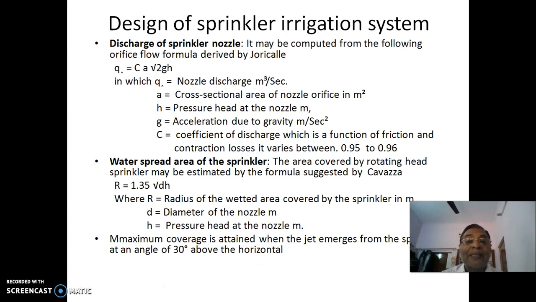In the next slide, design of sprinkler irrigation system. These formulae you know from earlier. Discharge of a sprinkler nozzle: this is the formula. Similarly, water spread area. This is the nozzle discharge, each nozzle's discharge. Every sprinkler sometimes has 2 or 3 nozzles. This is self-explanatory, I need not explain here. Water spread area is D into H, where D is the diameter of the nozzle and H is the pressure head. So these are the two formulas. Maximum coverage is attained when the jet emerges from the sprinkler at an angle of 30 degrees and above.